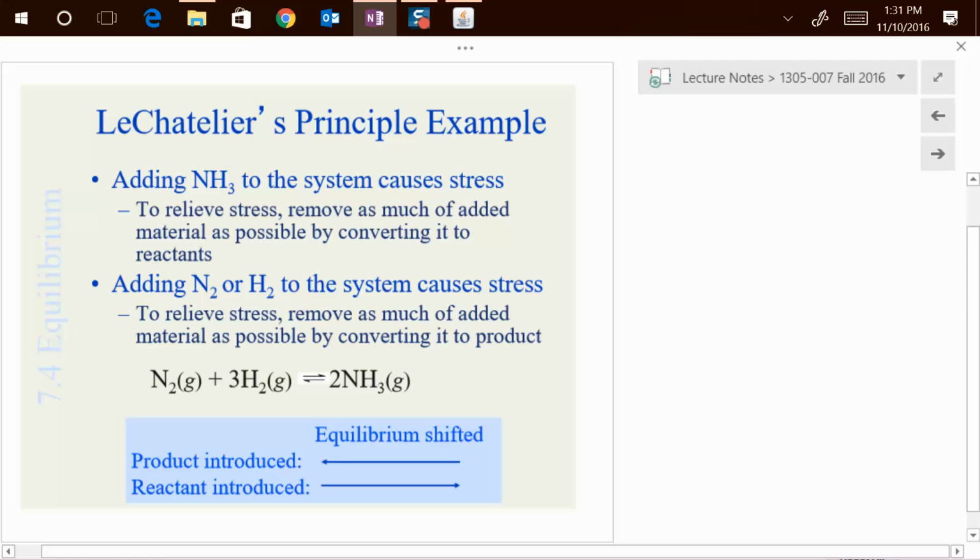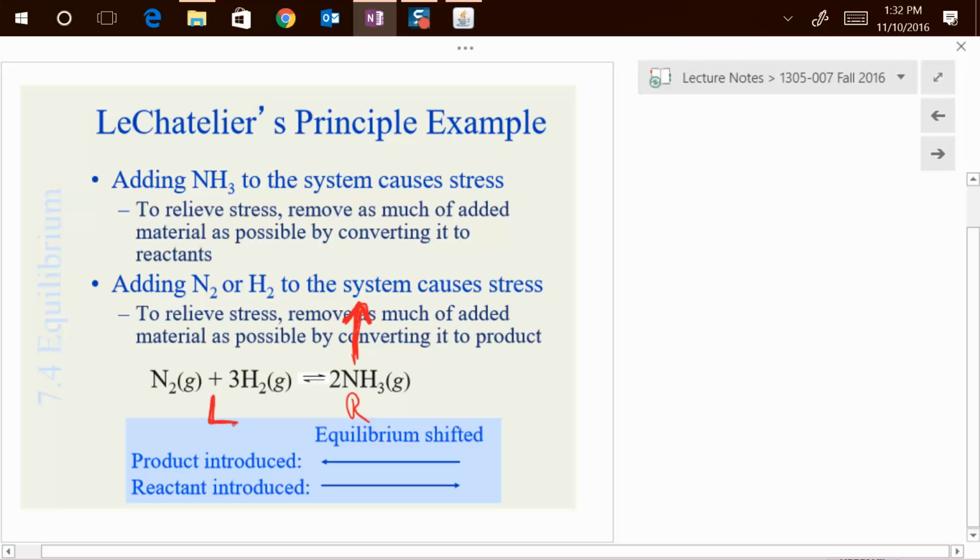Okay, so adding NH3 to the system causes it to be stressed. So here, if I increase the concentration of NH3, what is this going to have to do to re-equilibrate? How is it going to shift? So what we're going to do is we're going to say it either shifts to the left or to the right. If it shifts to the right, that's the product side. If it shifts to the left, that's the reactant side.